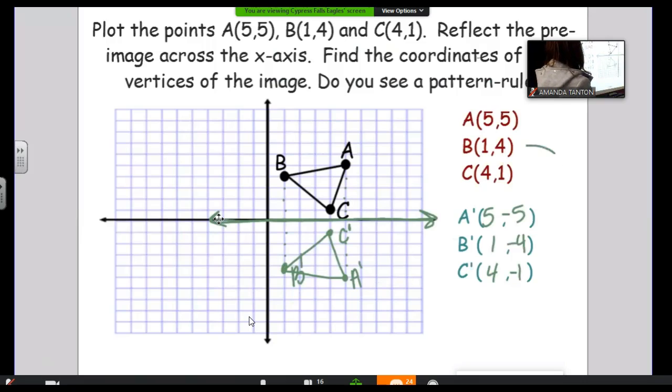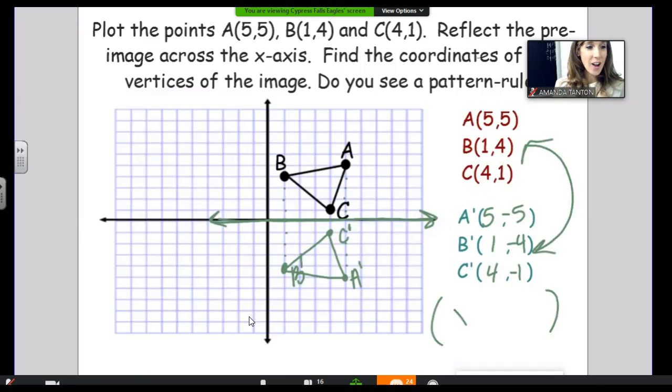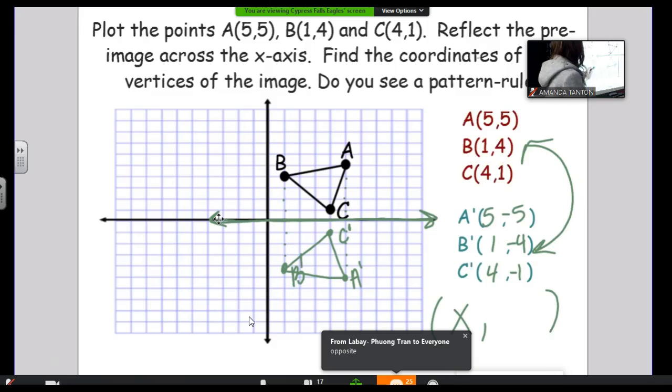What do you notice about your original points called the pre-image and your new points called the image? What do you notice? x, comma, negative y. Good, you're writing the rule. Good. Look at the x's. What happened to the x's? Nothing at all. They stayed constant. What happened to the y's? Well, they have the opposite sign. The sign changed. So you're not going to add or subtract anything. That's for translations. You kind of multiply it by negative 1. In other words, you change the sign. You do its opposite. Very good.